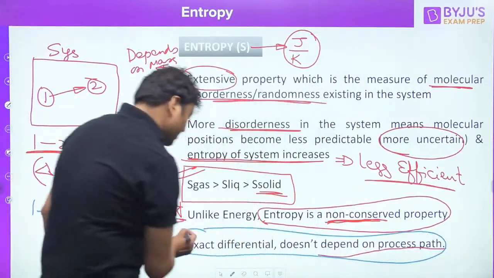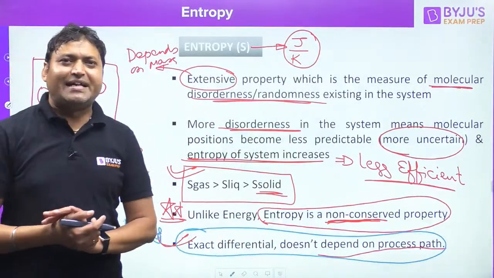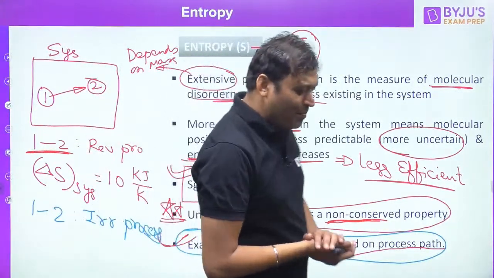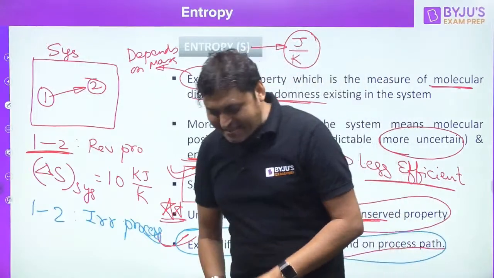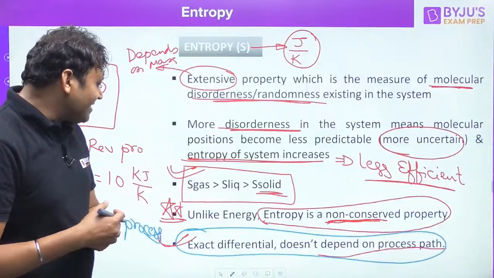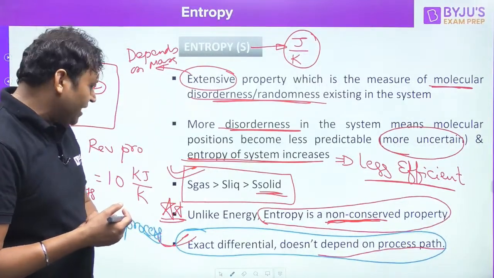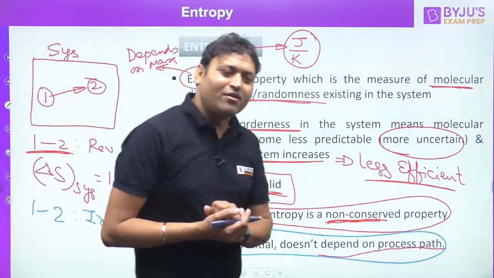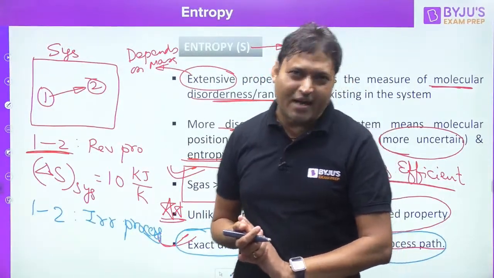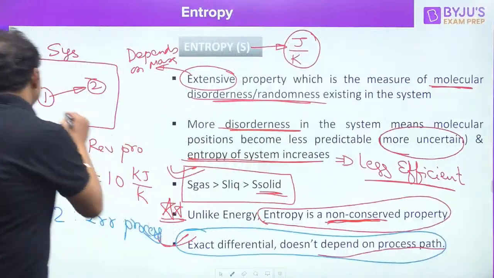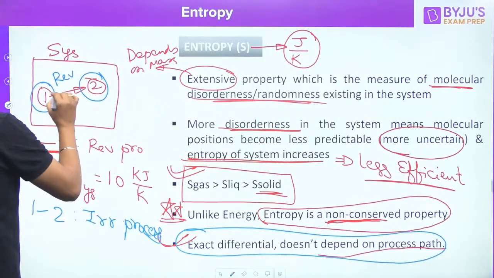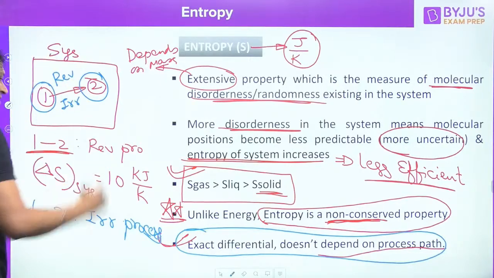Entropy is an exact differential. It does not depend on the process path, and that is why the change in entropy of the system will remain the same whether the process path followed by the system is reversible or irreversible. Is this clear? So it will remain the same, 10 kilojoule per Kelvin. It only depends on initial and final state, whether the process followed is reversible or irreversible.